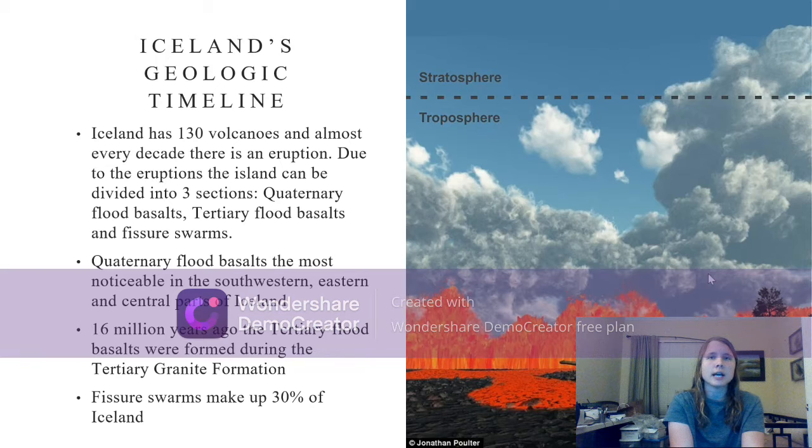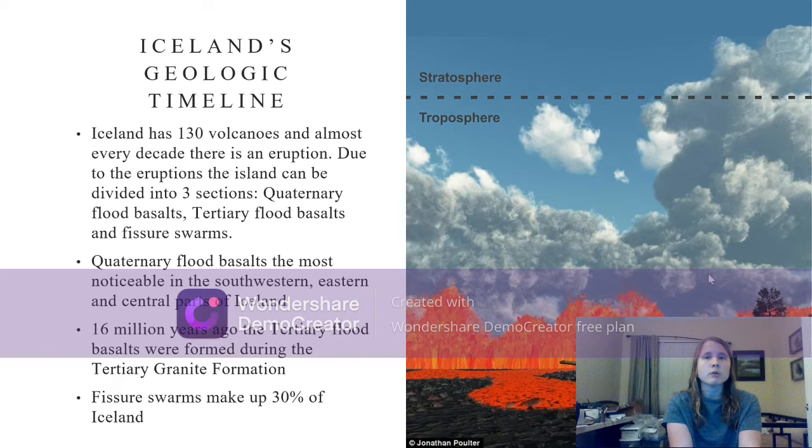Iceland's geologic timeline. Iceland has about 130 volcanoes, and almost every decade there is an eruption. These eruptions cause rocks to form basaltic lava, and we know how old they are because there are 3 sections that Iceland can be divided into: the Quaternary flood basalts, the Tertiary flood basalts, and the fissure swarms.